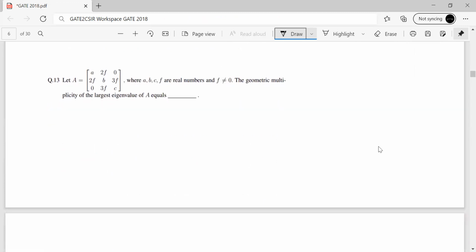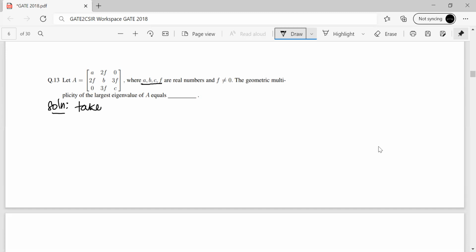Now consider problem number 13. What does it have to say? You are given A equals some symmetric matrix. So what they want is, a, b, c, and f are real numbers. So the geometric multiplicity of the largest eigenvalue of A is. Since I'm not getting any idea, for this purpose I'll just take a, b, c to be simply 1, 1, 1. Or better, we take 0 and take f to be 1.